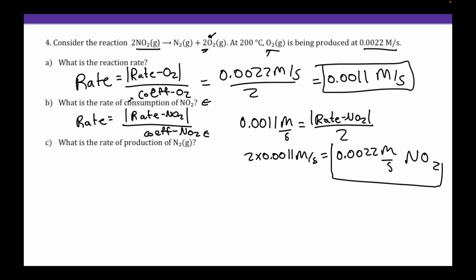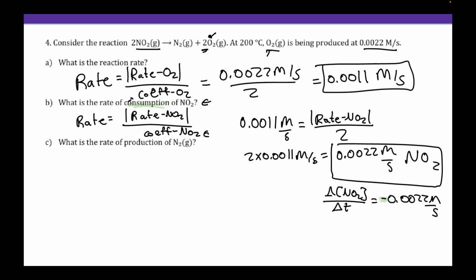Its rate of change would be negative if we wanted to know the rate of change. So delta NO2 over delta T would be equal to negative 0.022. But I'm interpreting the consumption there as incorporating that negative sign.